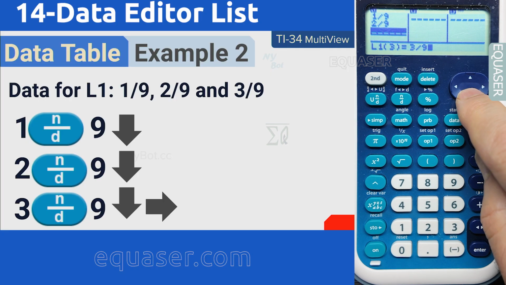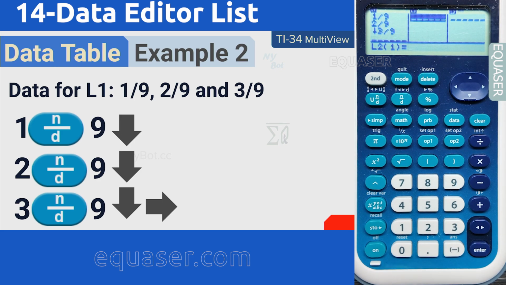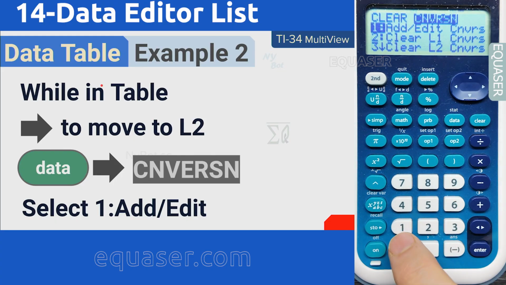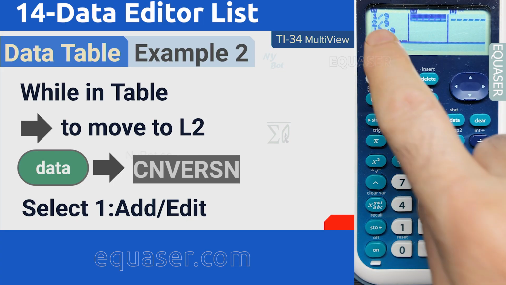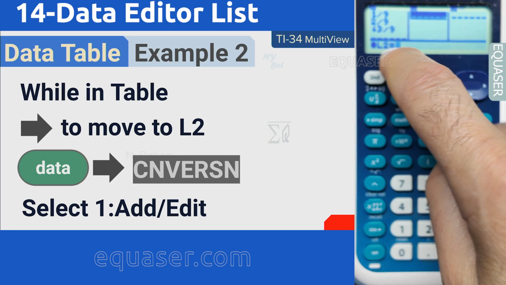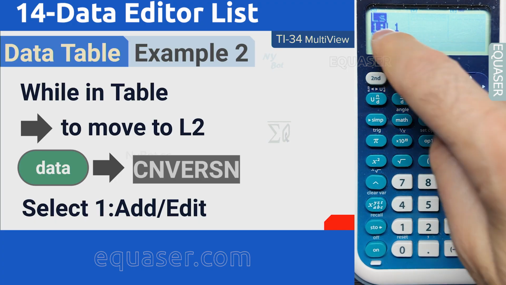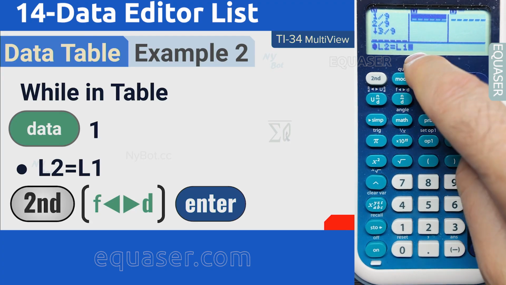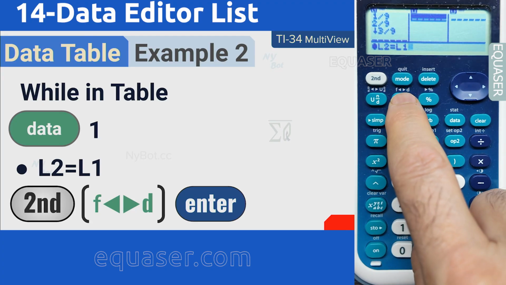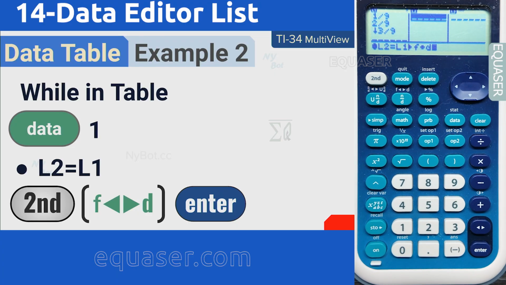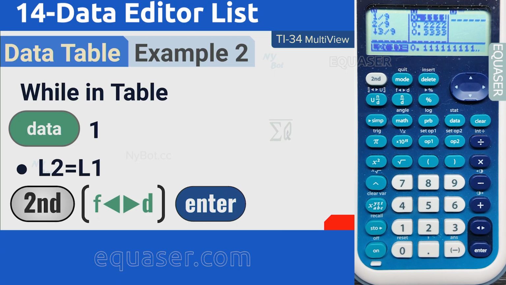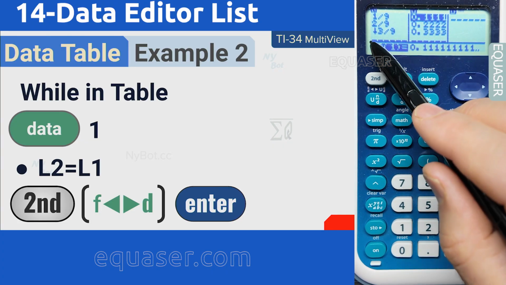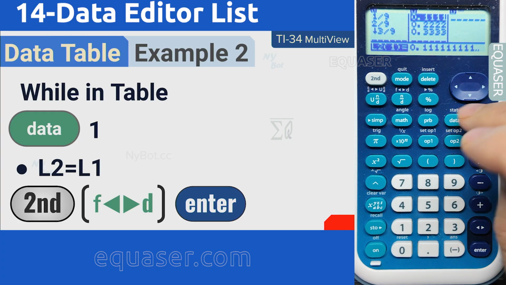After pressing down, go to the right. Now we are in this column. Now we press data, go to conversion, 1, edit. Now we say get this value. To get it, after you see L2 here, we press data and then 1, and then we will convert it with second function and this button, and enter. Now you see the values. 1 over 9 is 0.111, 2 over 9 is 0.222, 3 over 9 is 0.33.